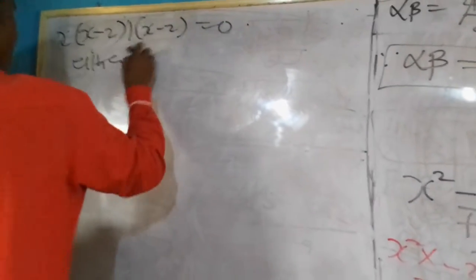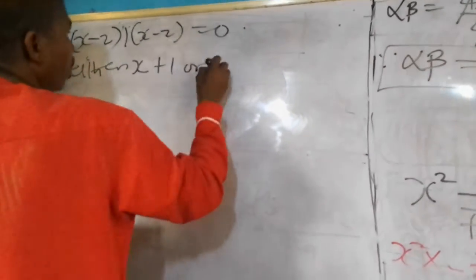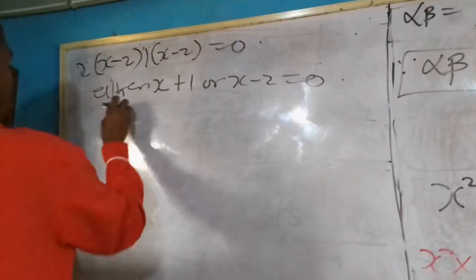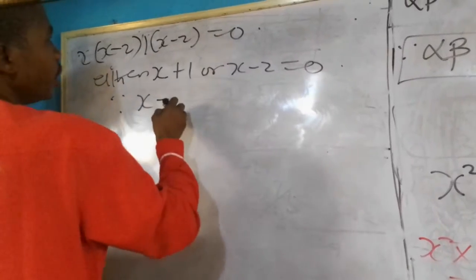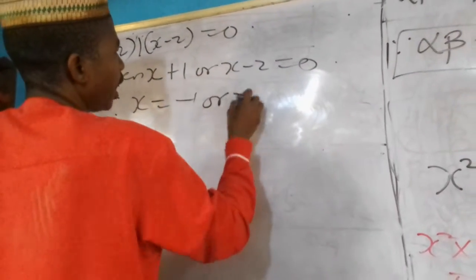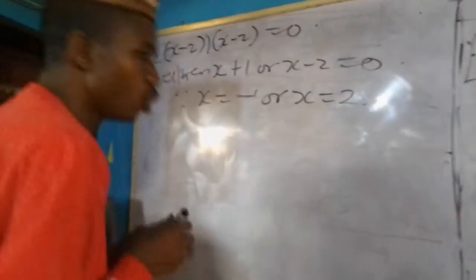Either x plus 1 or x minus 2 equals to 0. Therefore, x is equal to minus 1 or x is equal to positive 2.